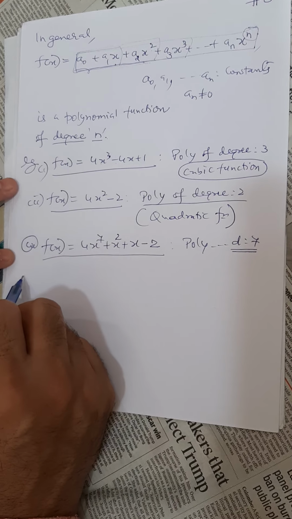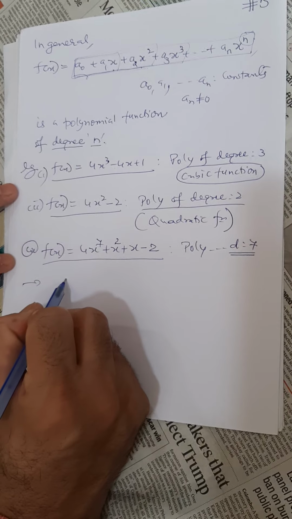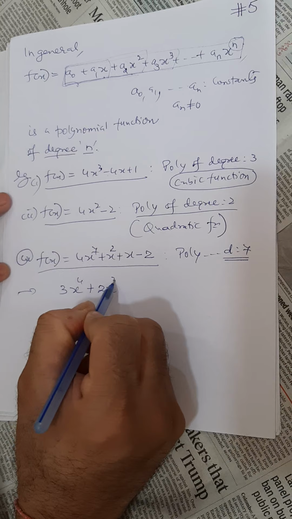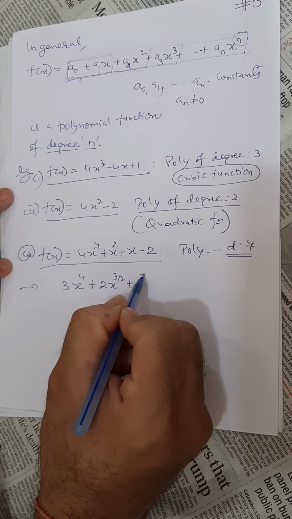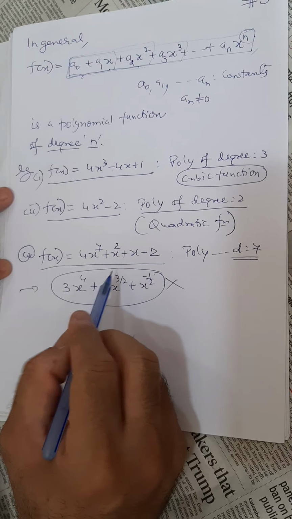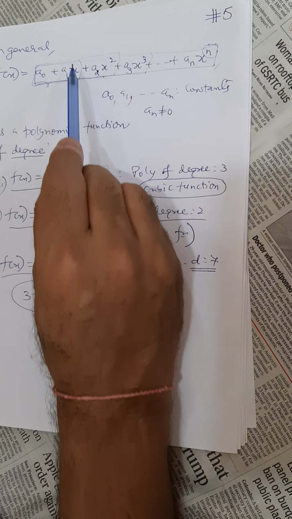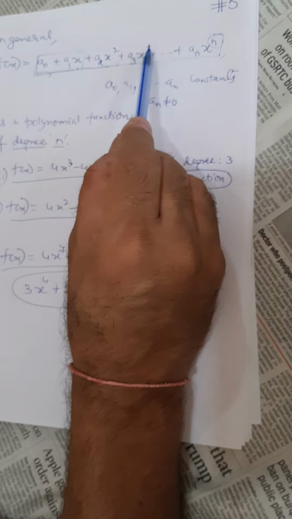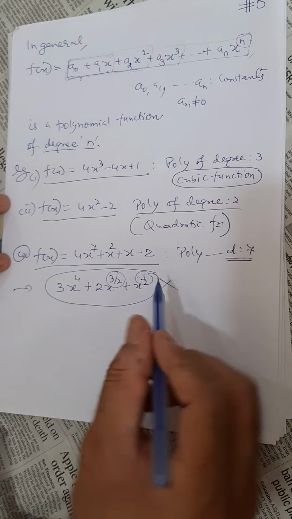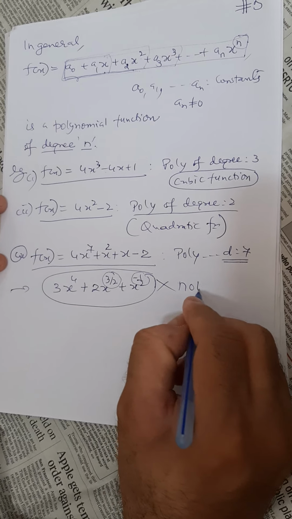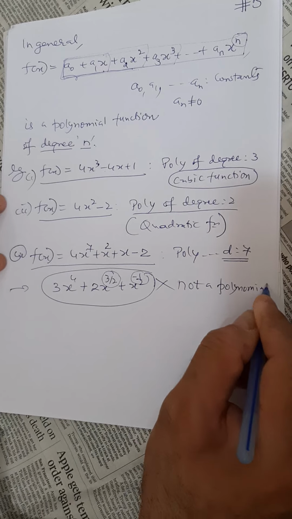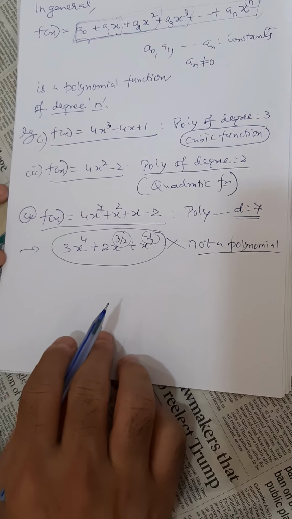Now this is not a polynomial, remember. If I write like this, 3x raised to 4 plus 2x raised to 3 by 2 plus x raised to minus 1 by 2, it is not a polynomial, because in a polynomial the powers should always be positive integers. You see here 1, 2, 3 and n. Here the powers are fractions. So this is not a polynomial.